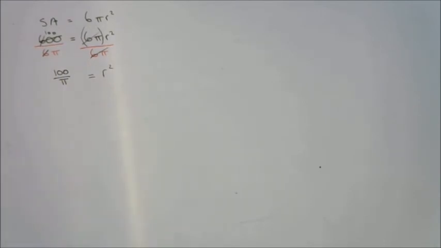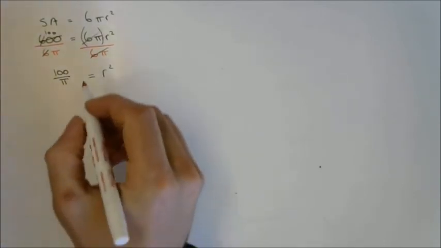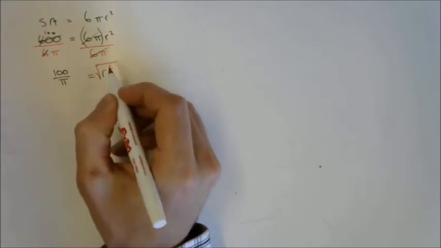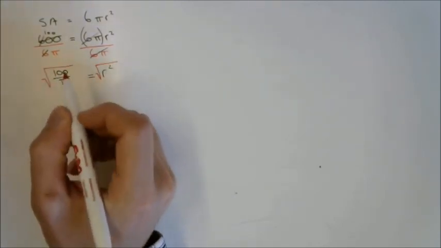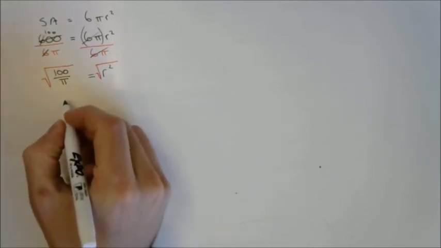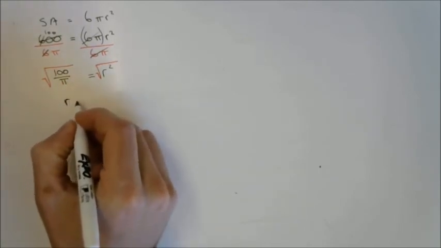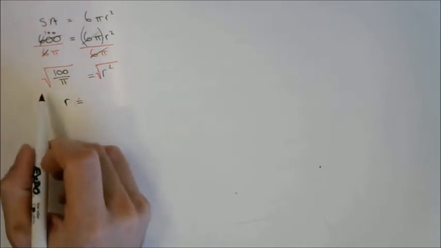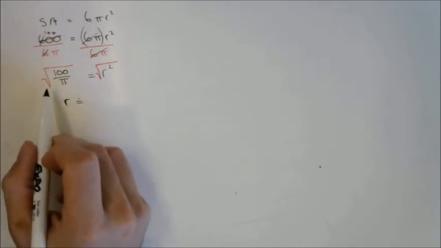Alright, how do I get r by itself? And if I square root one side, I have to square root the other side. Okay? I'm also going to switch and put r on my left so that it's nice and clean. And we're going to take the square root, and actually you guys know some square root rules.